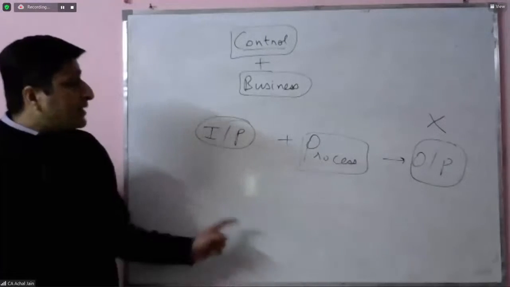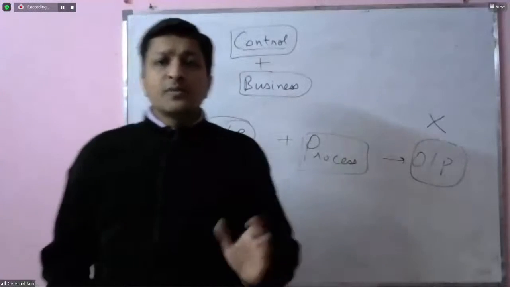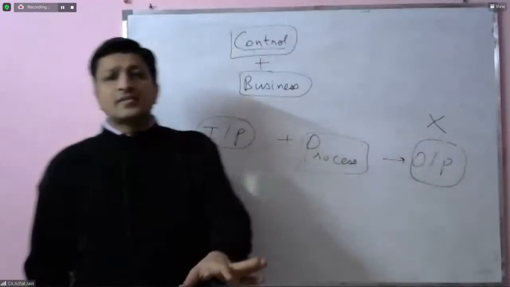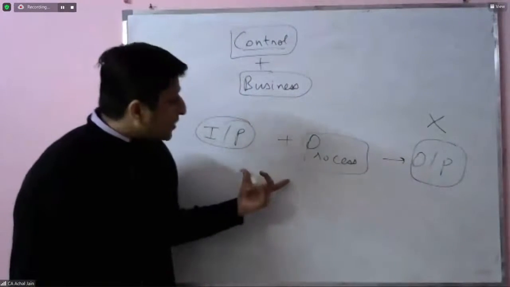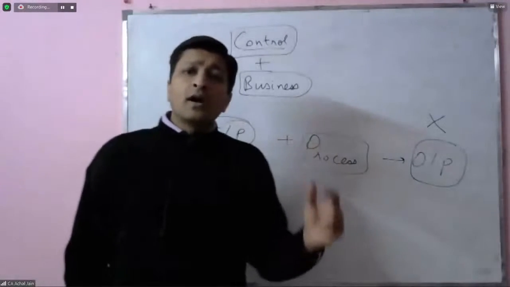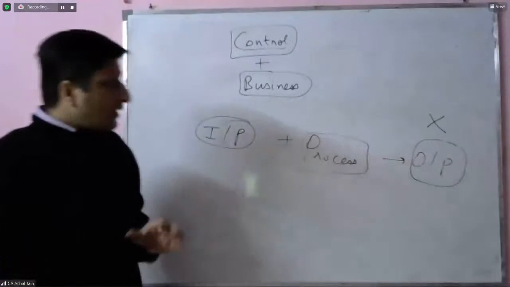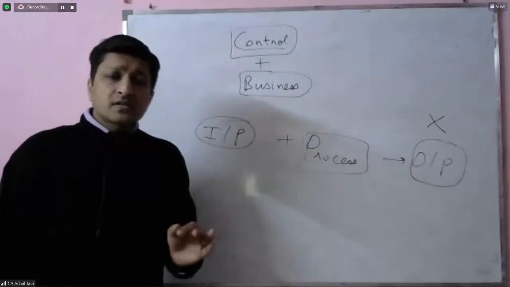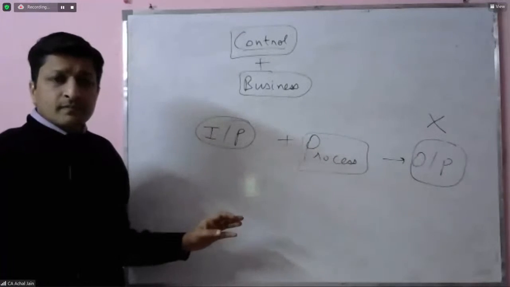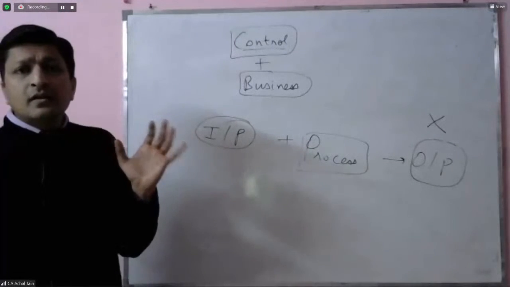So can we say that because the output is missing, that's why it will not be considered to be a business? The answer is no. Even without output, in certain cases, just by having only inputs and processes, we can call a business a business. But if a so-called business doesn't have a process, doesn't have the input, then it cannot be considered to be a business.